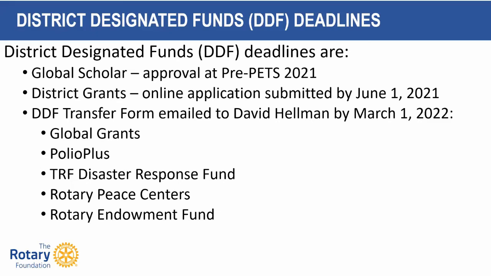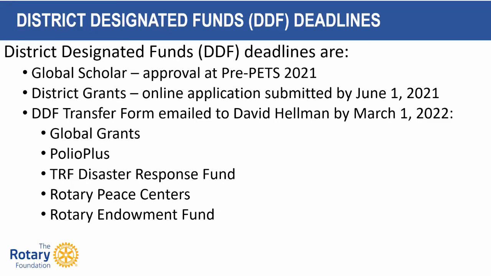The third area is for transfers for any of these types of grants: global grants, Polio Plus, disaster response funds, Peace Centers, the endowment fund. Those can be done at any time during the Rotary year with the transfer form, which is coming up next. But it has to be done by March 1st, or the district grants committee will do the reallocation.